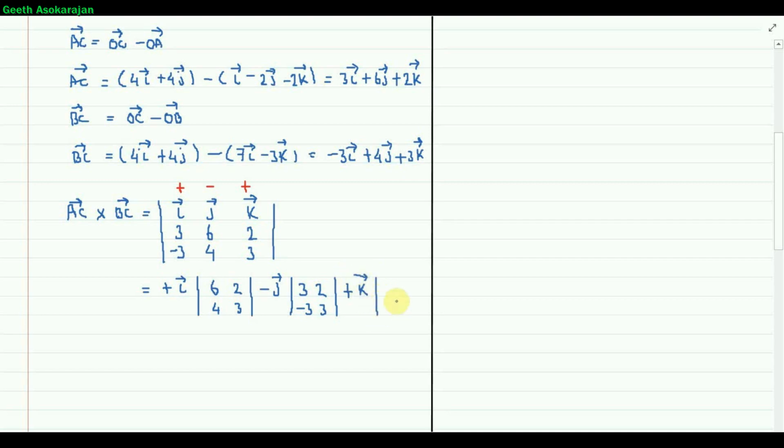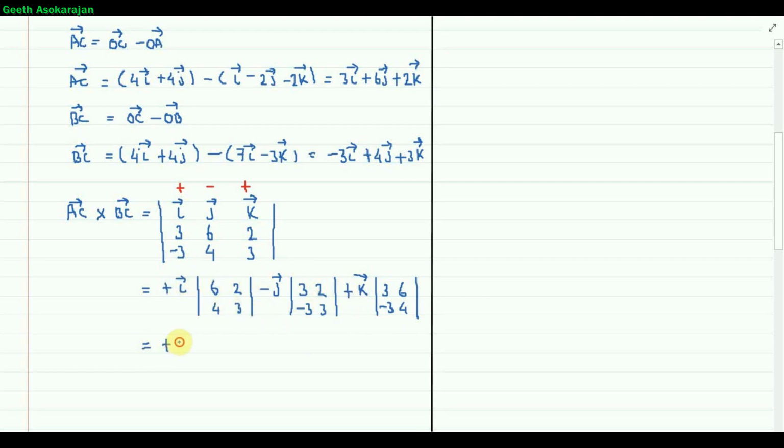Plus a k, multiplied by, again, the determinant of a 2x2 matrix, where the elements can be found by ignoring the row and the column associated with k. So if I ignore the row and column associated with k, we see the elements 3, 6, minus 3, 4. Close determinant. Now, let's continue and expand these 2x2 determinants.